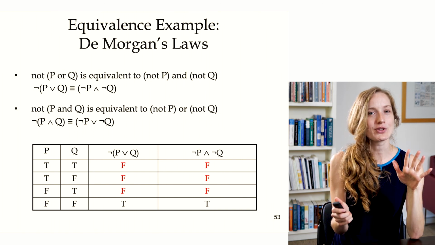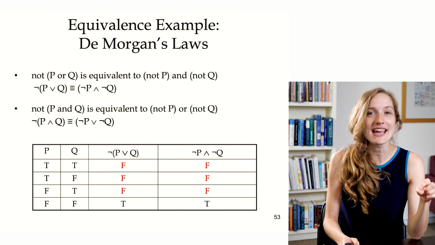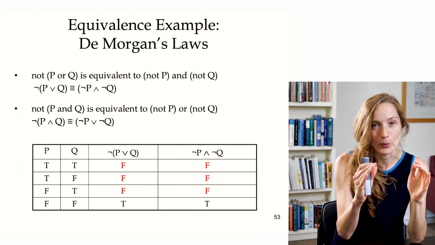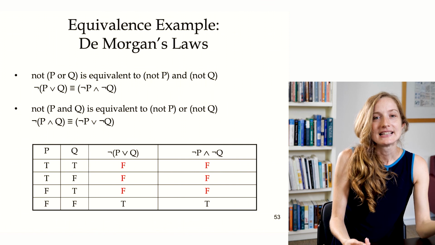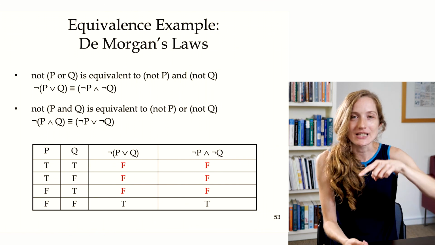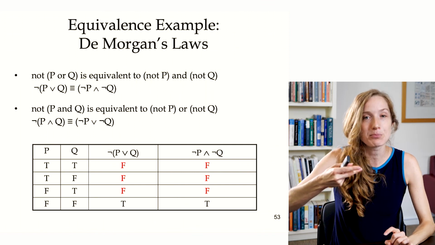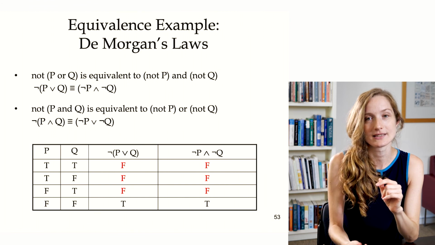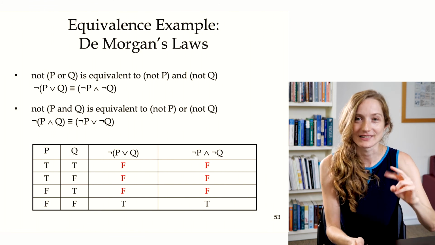Okay, but what's the punchline of this slide? If I have a negation of an and or an or, what happens? I need to distribute the negation in and flip whatever the and or was. Okay, so don't forget about that part.